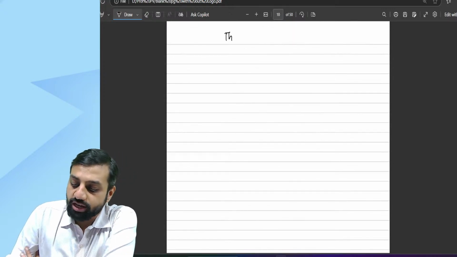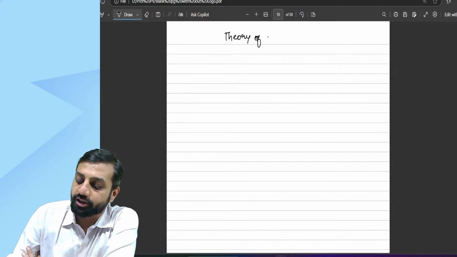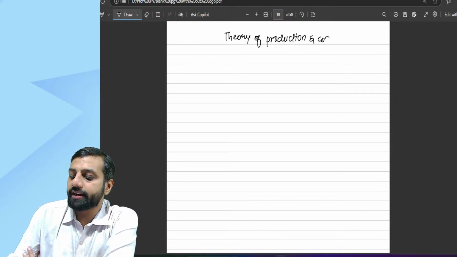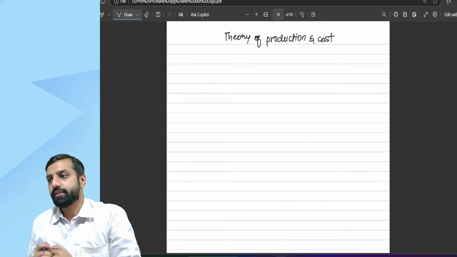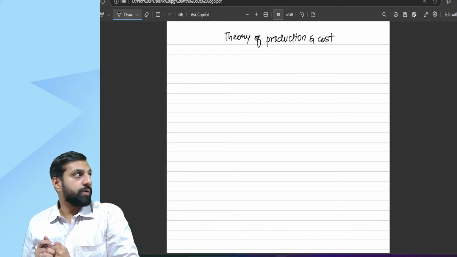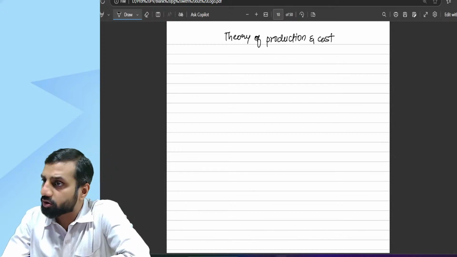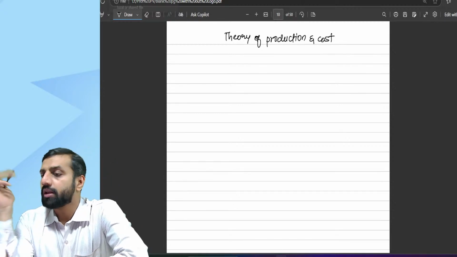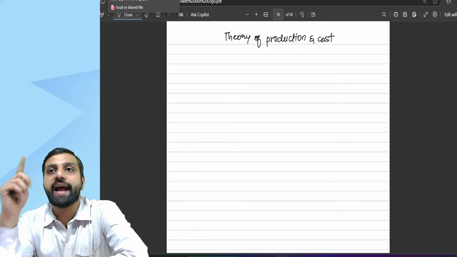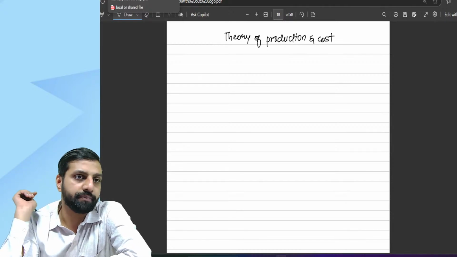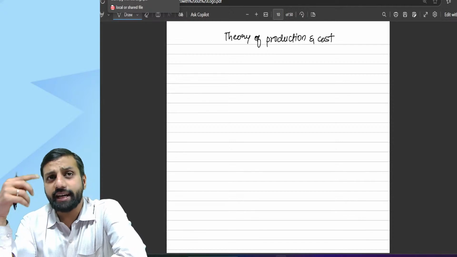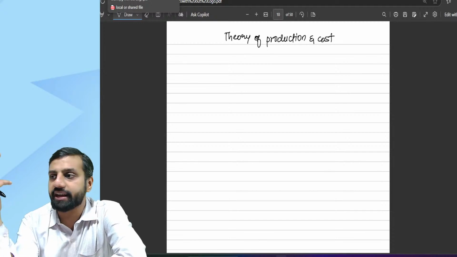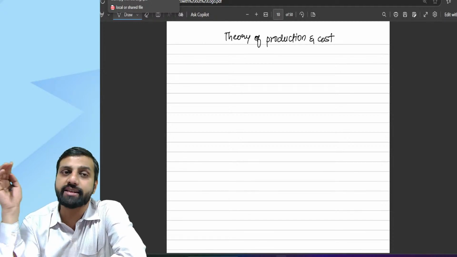So, beta, we need to start with the chapter by the name of Theory of Production and Cost. Now, whenever we talk about theory of production and cost, there are factors of production. There are 4 factors of production by the name of land, labor, capital, entrepreneur. The reward for land is rent, labor, wages. Capital is interest, and entrepreneur takes away the profit.